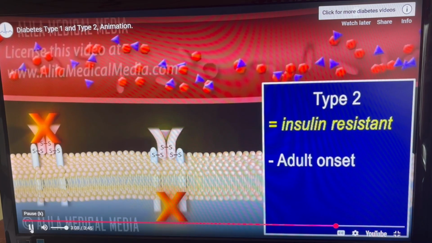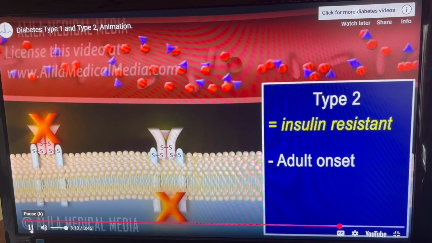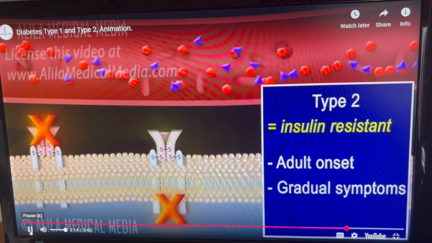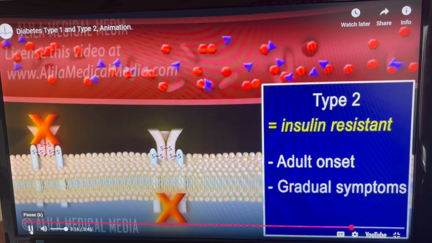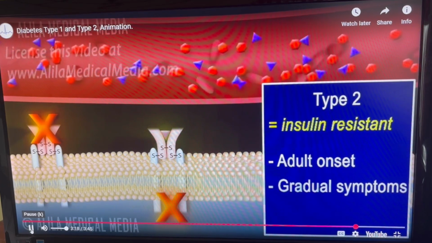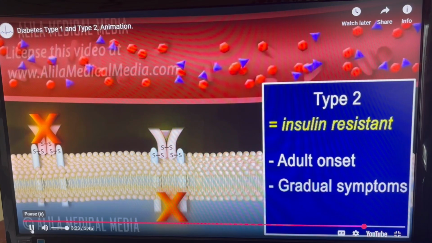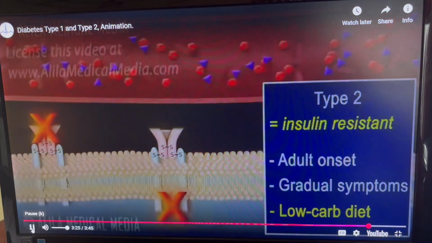Type 2 is characterized by adult onset. Symptoms usually appear gradually and start after the age of 30. Type 2 diabetes accounts for about 80 to 90% of all diabetics. Management focuses on weight loss and includes a low-carb diet.